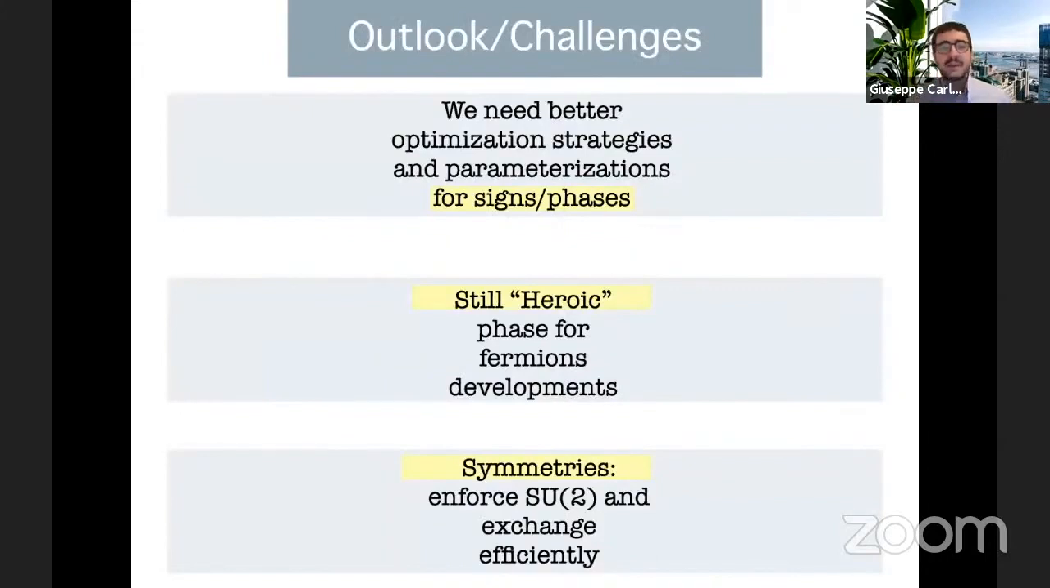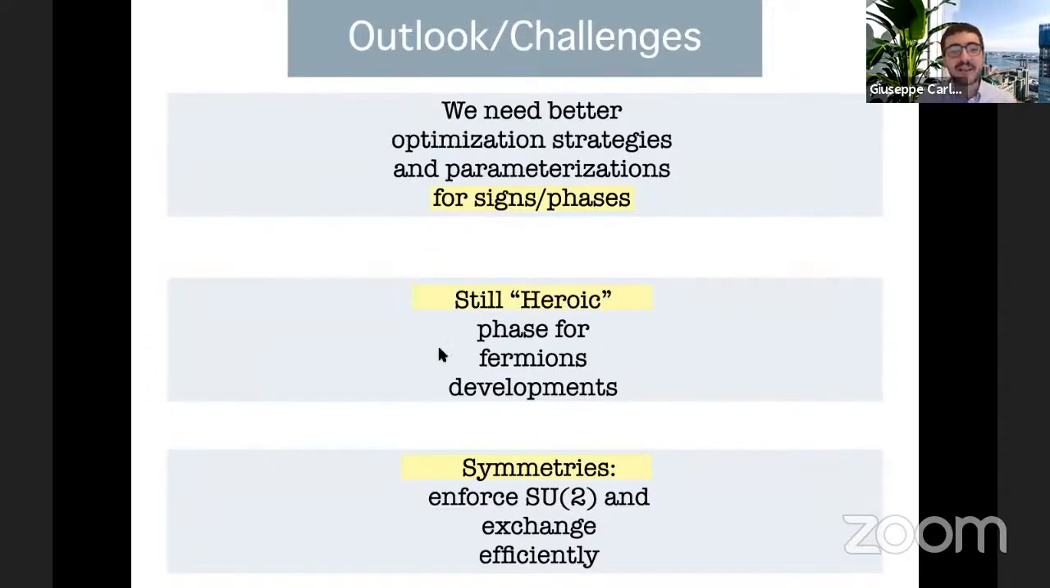Right, so let me give you an outlook, since I'm running out of time. Essentially, there are a lot of interesting open problems and challenges, even though there's been a lot of progress in this field, and a lot of interesting results beyond the state of the art. But there are still some open issues. For example, one main issue is how to efficiently parameterize signs and phases of these complex objects, which is an issue that has not historically been treated in the standard machine learning literature. So there is a lot of room here for improvement.